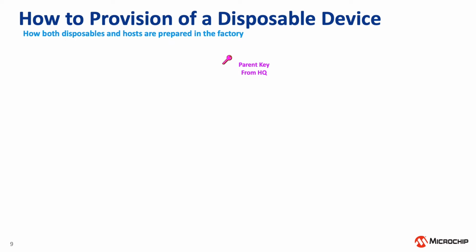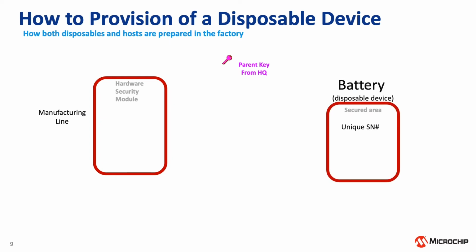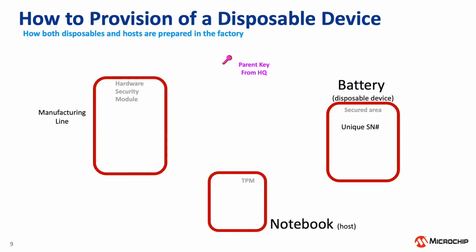So we start off with a parent key from the headquarters, and we have a manufacturing line. On the manufacturing line is a hardware security module, and on that manufacturing line, we're going to make batteries. On that same manufacturing line, we are also going to make our notebook computers. And our batteries we can call our disposable device, because you're going to use up a battery after a while, right? And our notebook we're going to call the host.